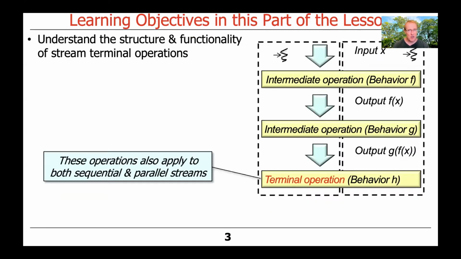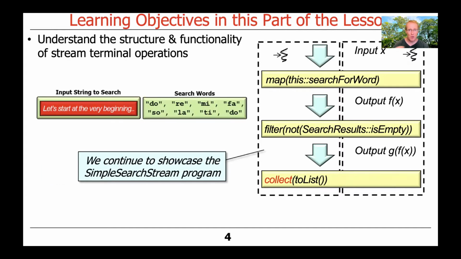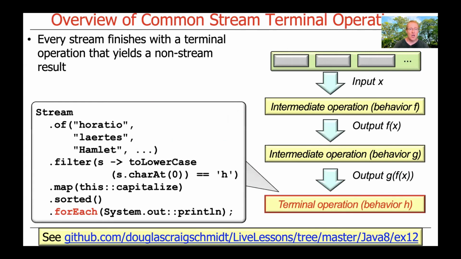And as with the intermediate operations, the discussions we're going to have about terminal operations apply both to parallel and sequential streams. So everything you learn here will be applicable to both. And as before, we'll use our simple search stream program as the case study. So every stream in Java Streams has to contain a terminal operation, otherwise nothing ever happens. And terminal operations are distinguished from intermediate operations by the fact that they return or yield a non-stream result.